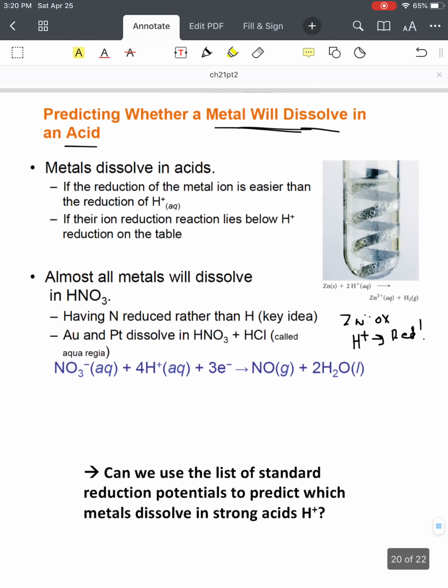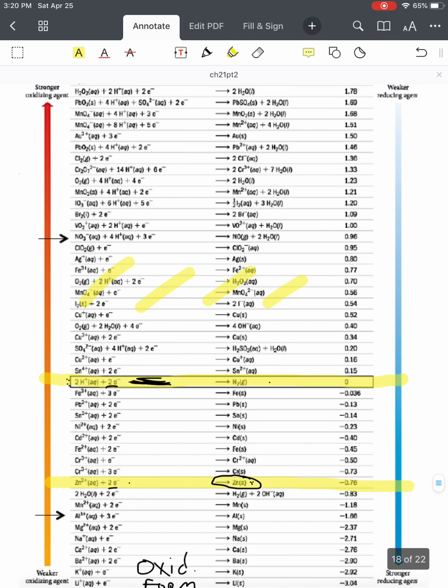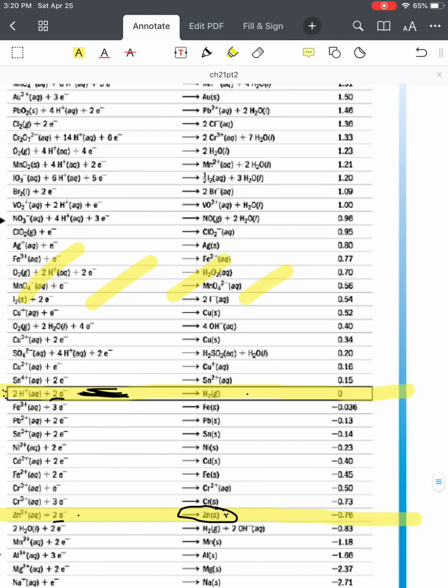Now, not all metals can be dissolved in acids. Some metals won't dissolve in a strong acid like HCl. Can we make sense of which metals won't be? Well, let's go back to our table. We saw zinc was below our SHE reaction, and zinc reacted. What about metals above the SHE reaction? Let's see if we can find one.